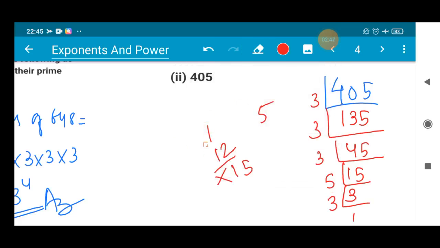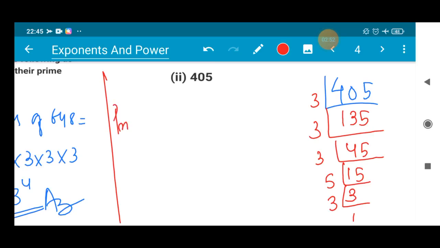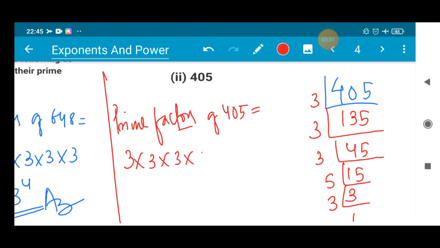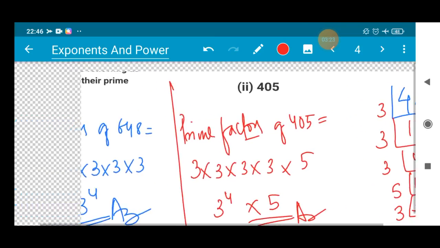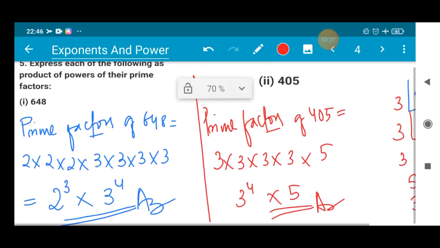So we got the value, that is, how many 3s are there? Prime factors of 405 are 3 into 3 into 3 into 3. This 3 also I have written according to the sequence we have to write. So it is 5. Now how many 3s are there? 4 3s are there. 3 to the power 4 into 5. So what is the product of powers of prime factors of 405? It is 3 to the power 4 into 5. You may get 5 into 3 to the power 4 also, that will be correct, because here also the commutative rule follows. Okay, so proceeding to the next one.